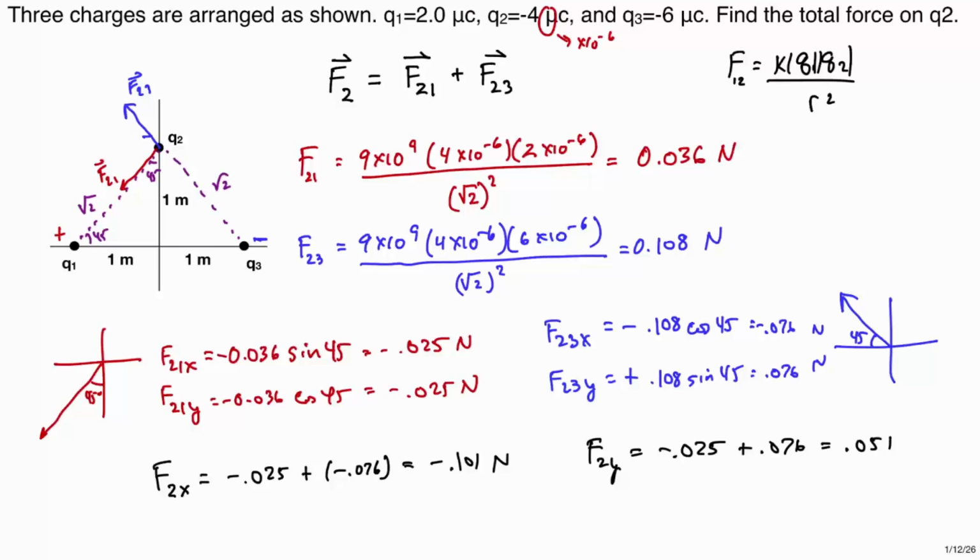Now, how do we find the magnitude of that vector? Square root. Are all of the bad feelings from 2A coming back now? Yeah, for most people they are, Brandon. Square root of 0.101 squared plus 0.051 squared. Why did I drop the negative sign? We don't like that. It's squaring everything. Just gets in the way. Stupid negative. Okay, 0.113 newtons. That's the magnitude.